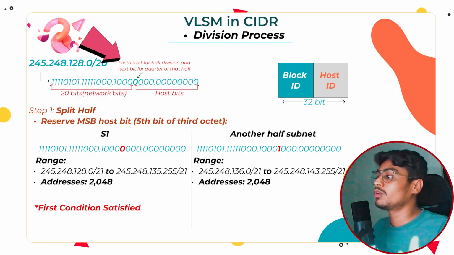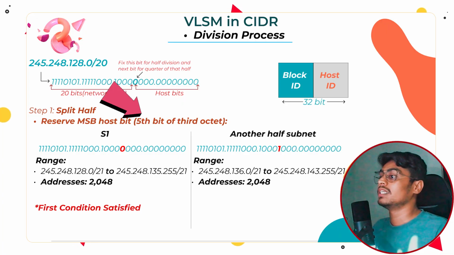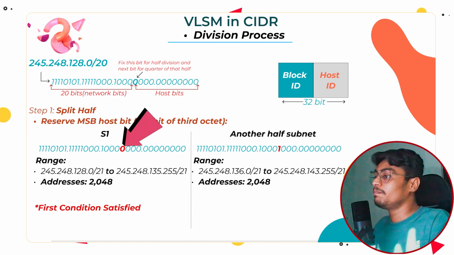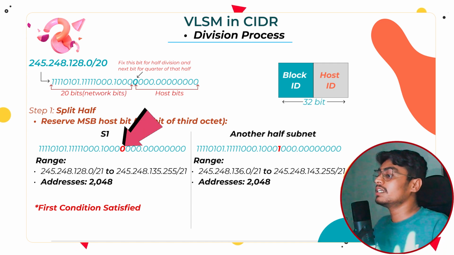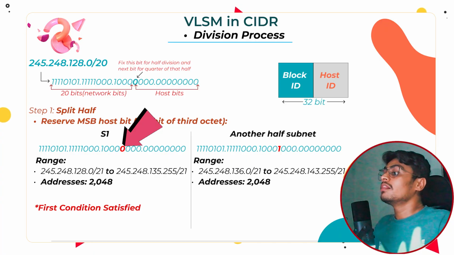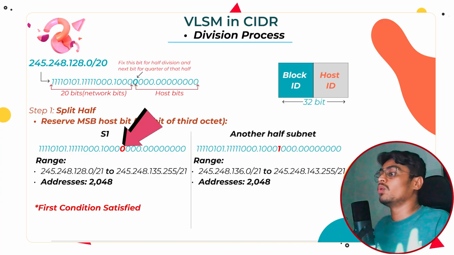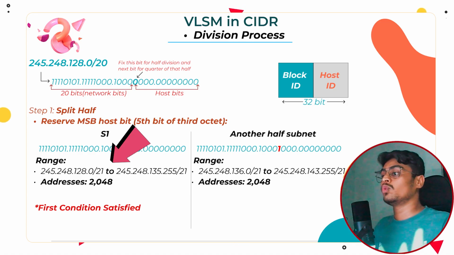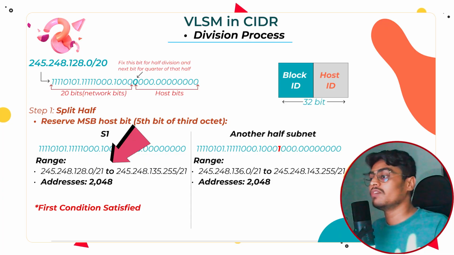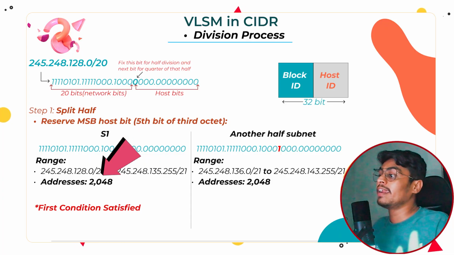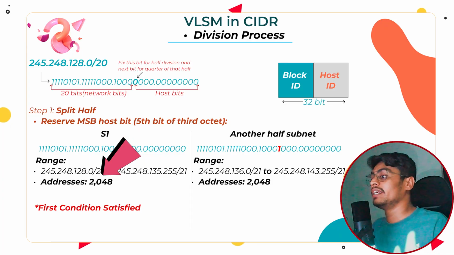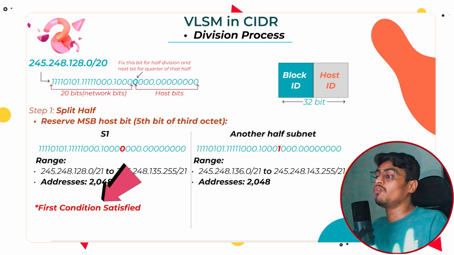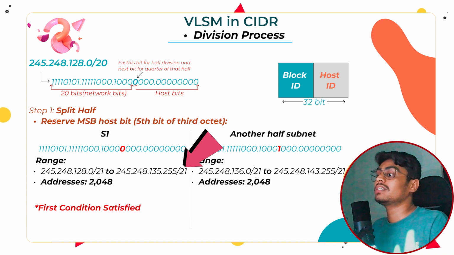Now what is step 2? Step 2 is the first division, the half division. To create two equal halves, reserve 1 bit, the MSB of the host portion, as we discussed in the previous example. Now what is subnet 1? S1, first half. The fixed bit is 0. The range is from 245.248.128.0 to 245.248.135.255. How many addresses are in subnet 1? 2048, half of the total. I have met the first requirement. Now the subnet mask is /21, because we have fixed 21 bits.